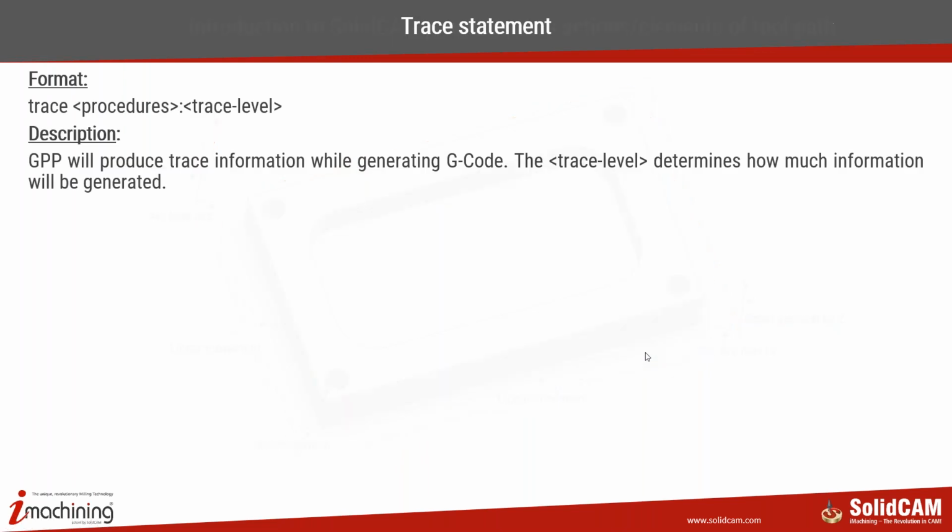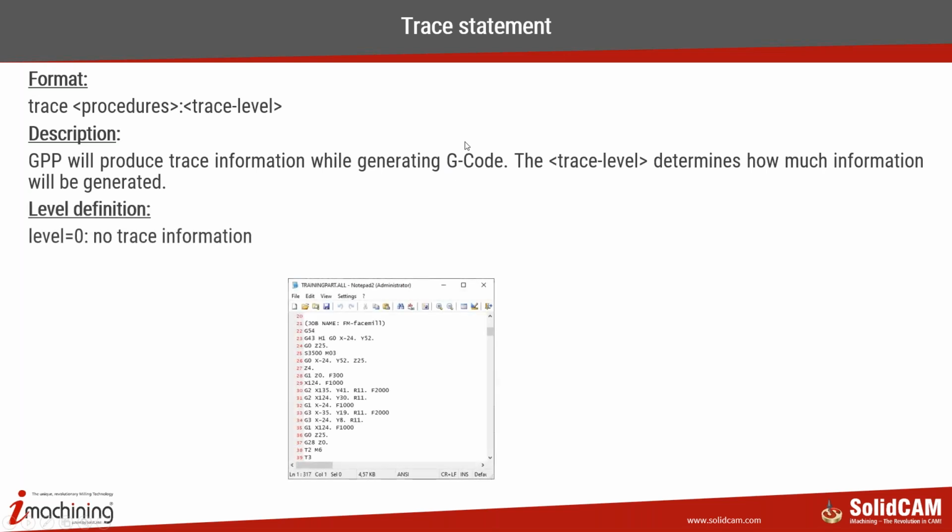Well, the most important thing in post-processor development and debugging is the trace statement. It formats simply: just trace the procedures you want to trace and then the trace level. Like the description says, GPP will produce the trace information while generating G-code. So everything that is going on in the background will be printed. Now, what will be printed exactly depends on the trace level.